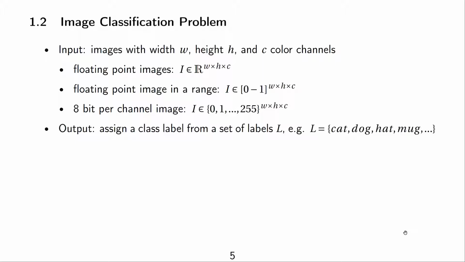And as output, what you would like is to assign a class label from a set of labels L, for example, cat, dog, hat, mug, and whatever else. There's a difference between assigning only a single label per image or multiple labels per image. These are slightly different types of problems. Maybe the easier one to start with is to assume a single label per image that has to be assigned.